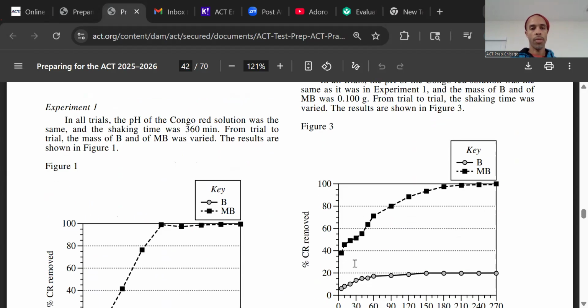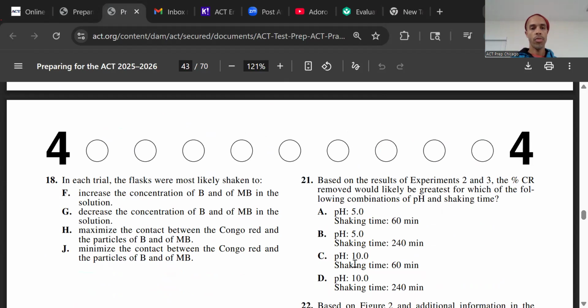Okay, moving on to passage four. In each trial, the flasks were most likely shaken to. So why did they shake the flasks? Increase the concentration of B and of MB in the solution. I don't know. I didn't read the experiment. I'm just looking at the reasons before I read: decrease the concentration of B and of MB in the solution, maximize the contact between the Congo red and particles M and B, minimize the contacts between.